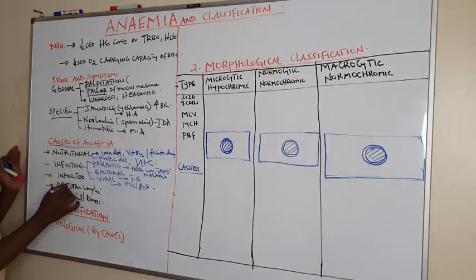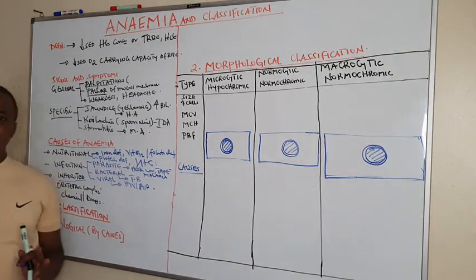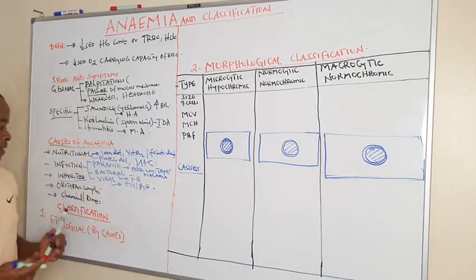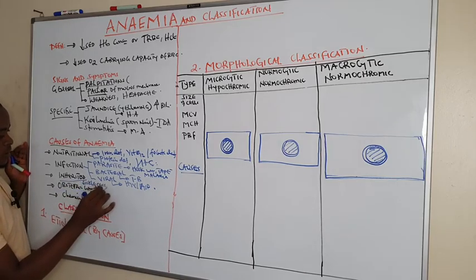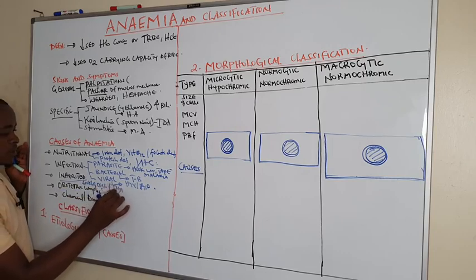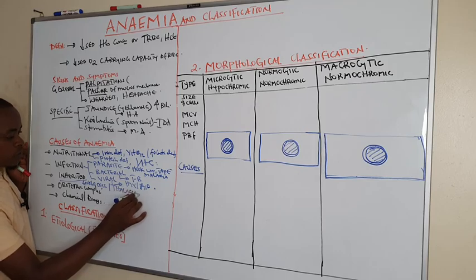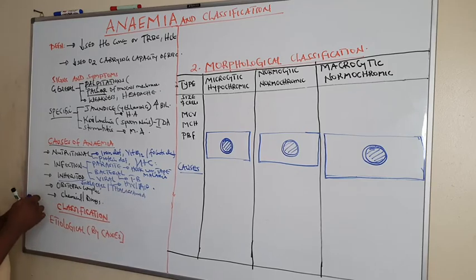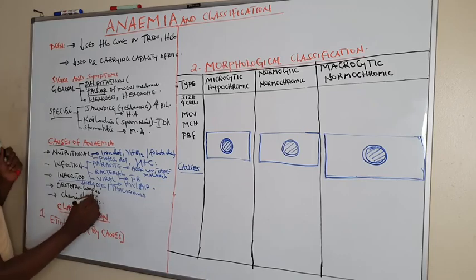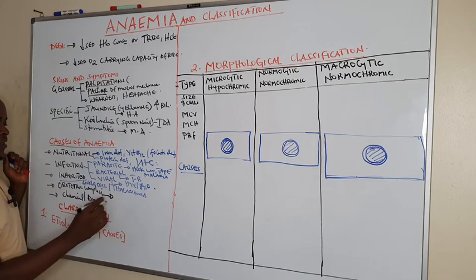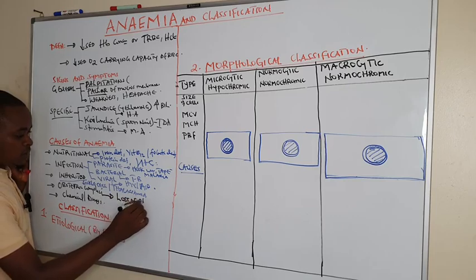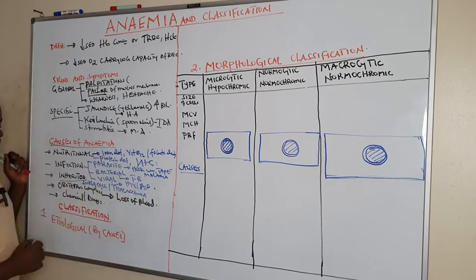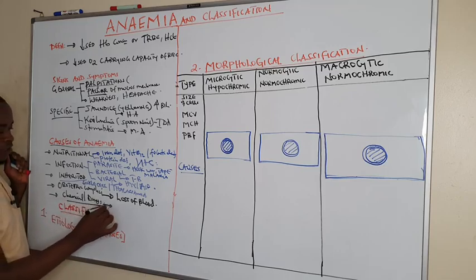After looking at this, we are going to see inherited disorders like hemoglobinopathies, such as sickle cell disease and thalassemias, which can also lead to anemia. Then under obstetric complications, these are complications during pregnancy that are due to loss of blood. So these conditions can lead to anemia.